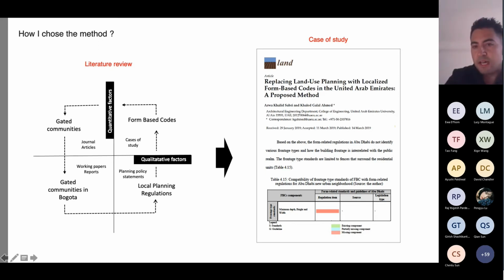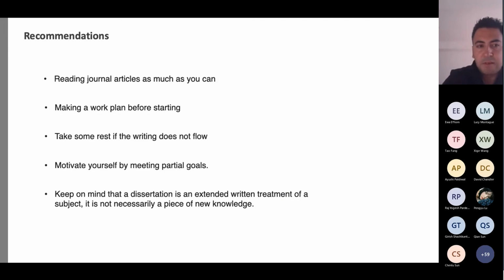At the end, I have some recommendations for you in terms of your dissertation, your future work. Read journal articles as much as you can. It is my best advice. Making a work plan before starting is always good. Take some rest if the writing does not flow. Sometimes writing is difficult, so take time to think and do other things. Motivate yourself by meeting partial goals. It is good, and it is a personal view.